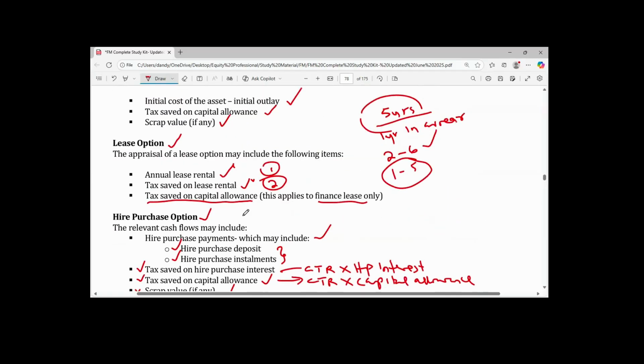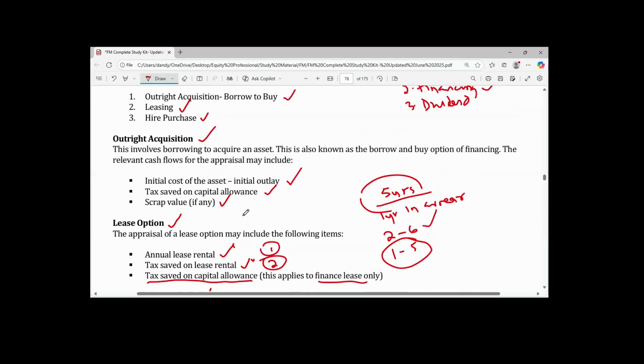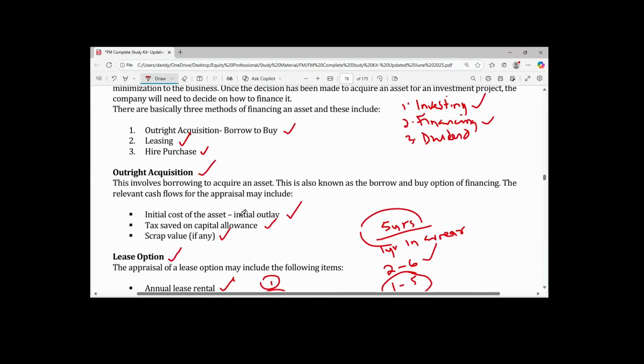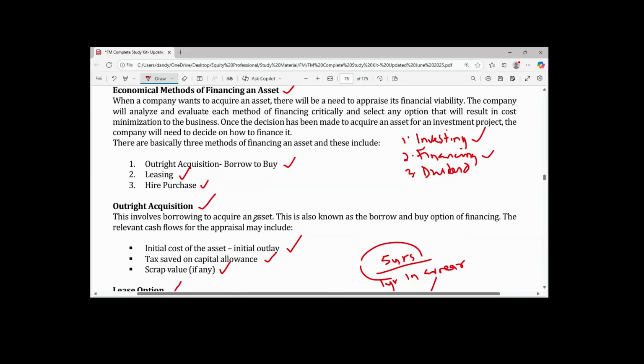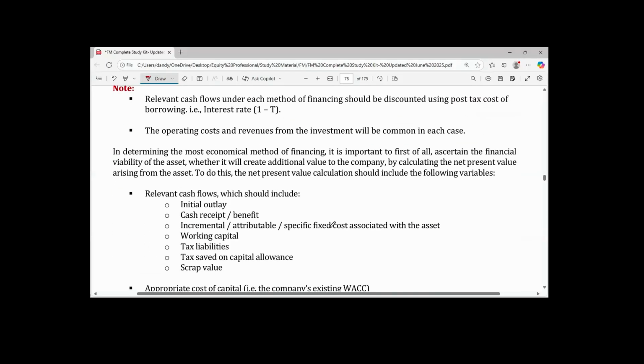So at the end of the day, after you have evaluated the options available, the first option, outright acquisition, the second one, lease, and the third option, hire purchase, any method of financing that produces the lowest PV of cost will be the most economical method of financing the asset, because the objective of the company is to minimize cost. So any option that produces the lowest PV of cost is the most economical method of financing the asset.